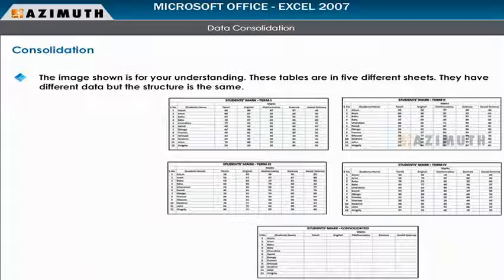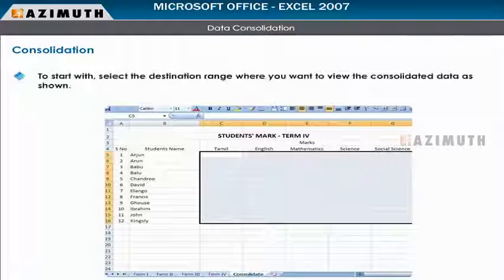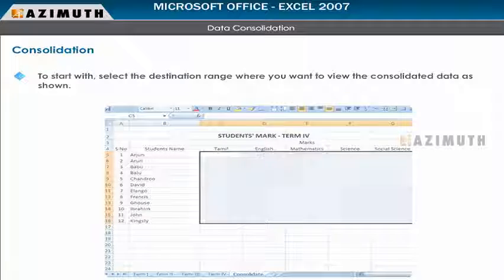The image shown is for your understanding. These tables are in 5 different sheets. They have different data, but the structure is the same. To start with, select the destination range where you want to view the consolidated data as shown.